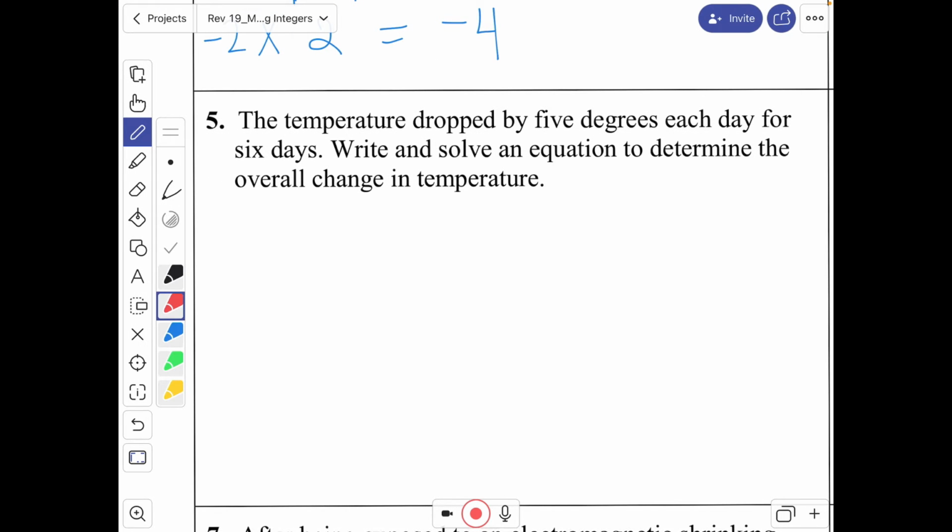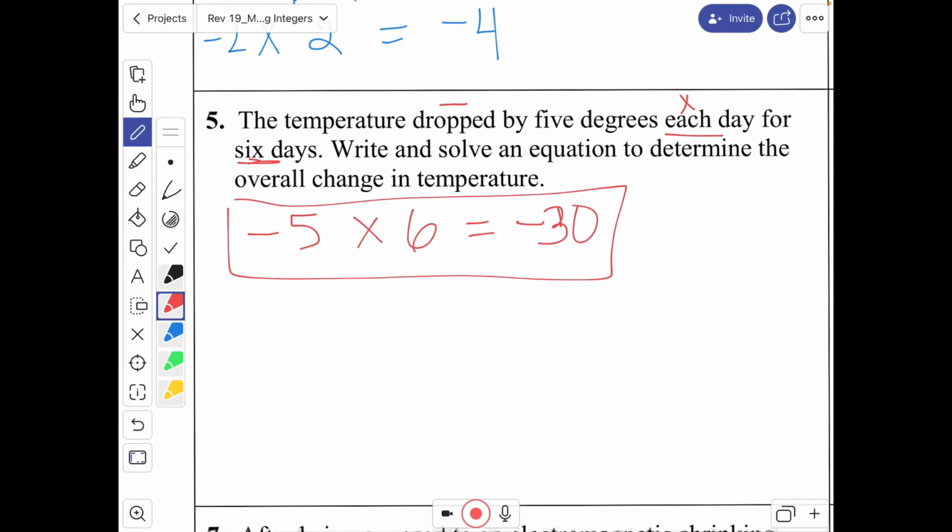Number 5. The temperature dropped by 5 degrees each day for 6 days. Write and solve an equation to determine the overall change in temperature. Okay, it's going to drop. If it's dropping, that's negative. So negative 5 each day, that's keyword for multiply, for 6 days. So negative 5 times 6, which equals negative 30.